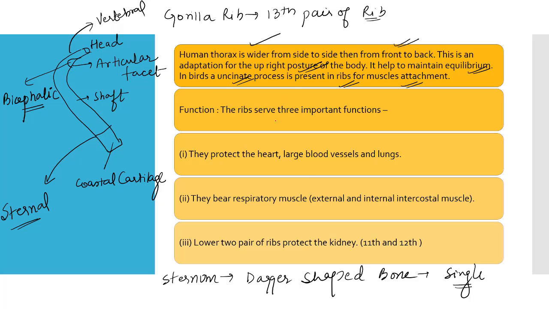Function of ribs. The ribs serve three important functions. They protect the heart, large blood vessels, and lungs. So protection is the most important function. They bear respiratory muscles, external intercostal muscles for the expansion of lungs during inspiration and expiration. The last two pair of ribs, 11th and 12th ribs, they protect the kidney.